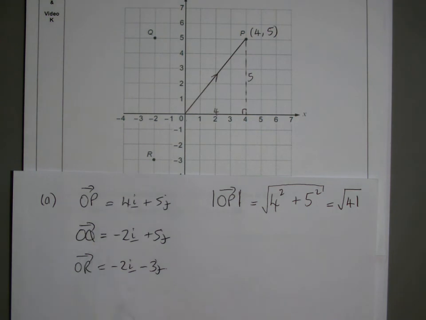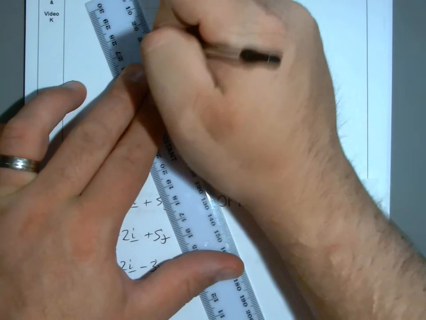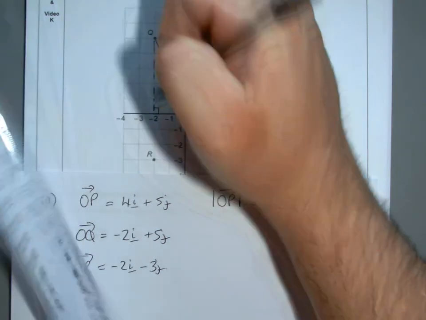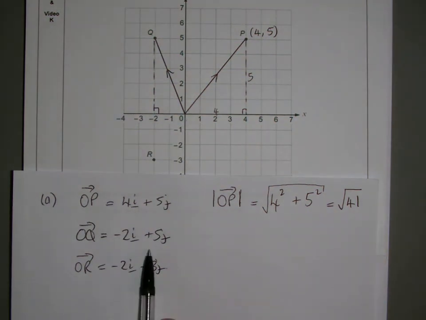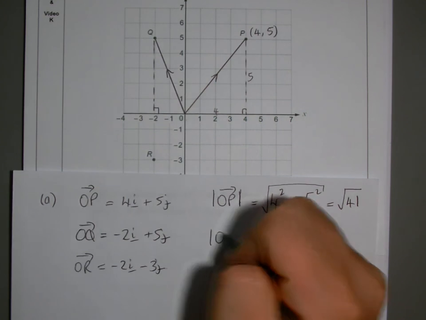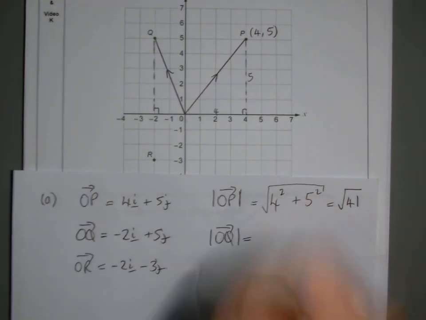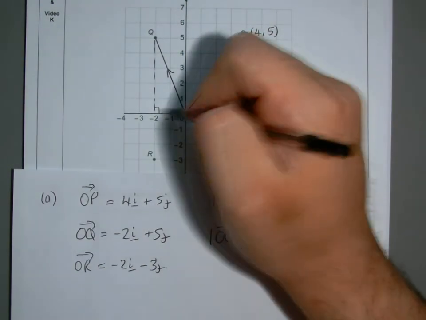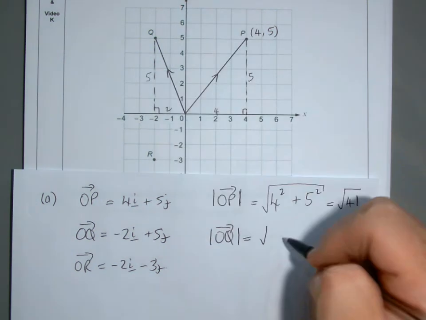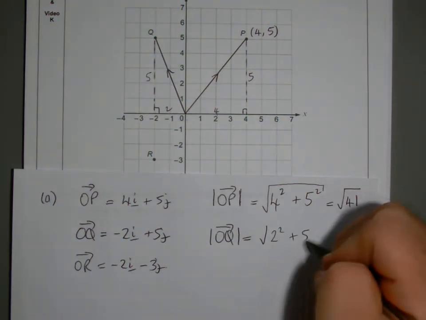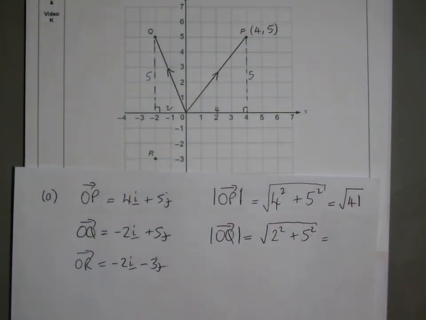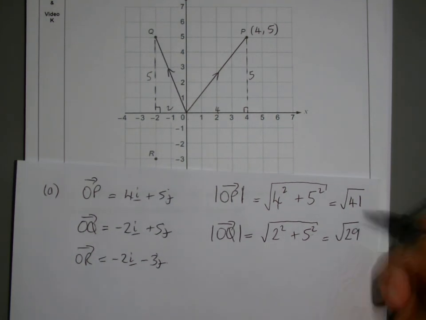Let's do OQ then. Let's just draw on here, and then we can see the triangle. When you see the vector OQ, it's -2i plus 5j. To get the size of it, you write the magnitude of OQ by putting bars around it. Now just look at the triangle and realize this length here is 2, that length there is 5, so I've got to square both of them, add them, and then square root the answer. In this case, there's going to be the square root of 29.